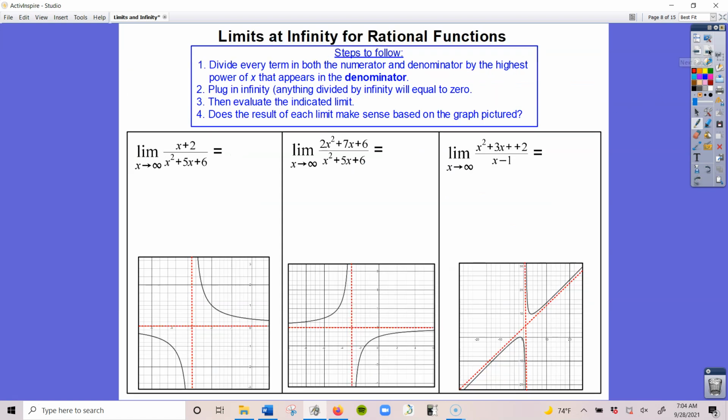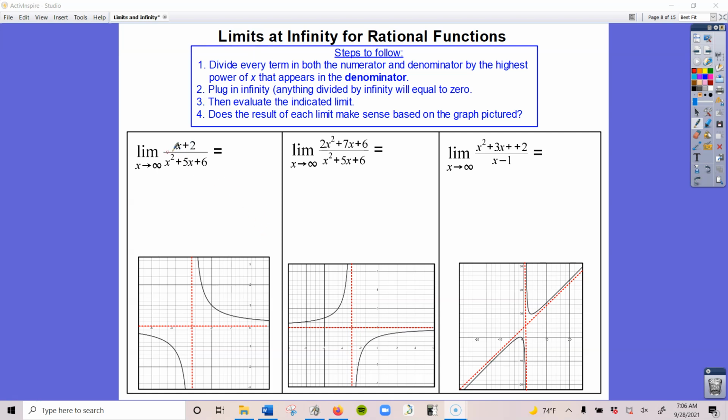Now, what happens when we're trying to find the limits at infinity of rational functions? For these, we are going to just look at the graphs, but there are steps to follow when we do this algebraically. So let's go over how we're going to do this algebraically, and then we'll verify our answer using the graphs. The first step is to divide every term in both the numerator and the denominator by the highest power of x that appears in the denominator. So let's do that first.